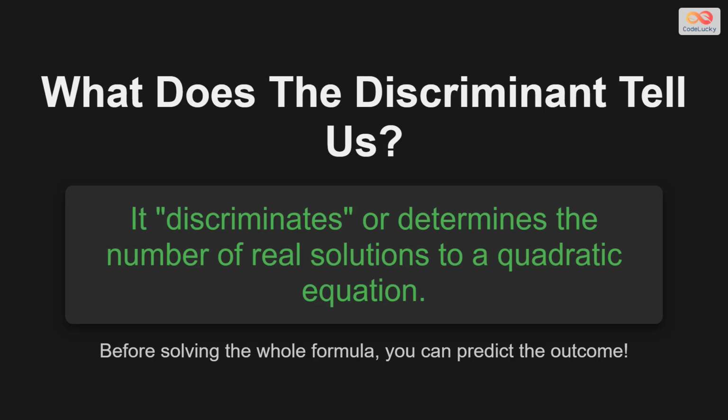The discriminant's main job is to discriminate, which is a fancy way of saying it tells us the number of real solutions an equation has. By just calculating this one value, you can predict the outcome without solving the entire complex formula.